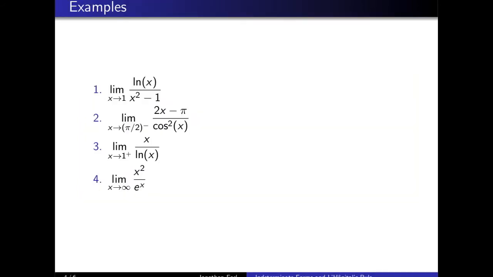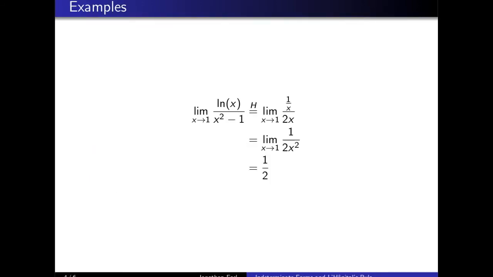Okay, so let's do a couple of examples. So the first one that we'll have is the limit as x goes to 1 of natural logarithm of x over x squared minus 1. So what we can see here is that as x goes to 1, natural logarithm is going to 0, and our denominator of x squared minus 1 is also going to 0.